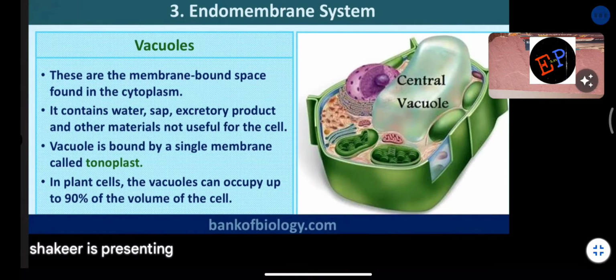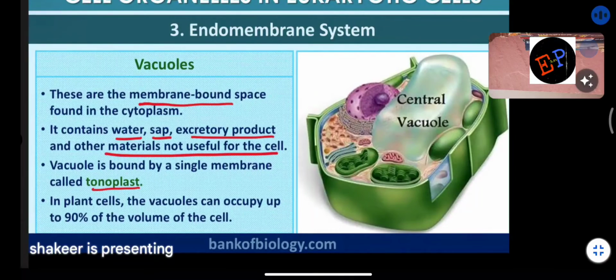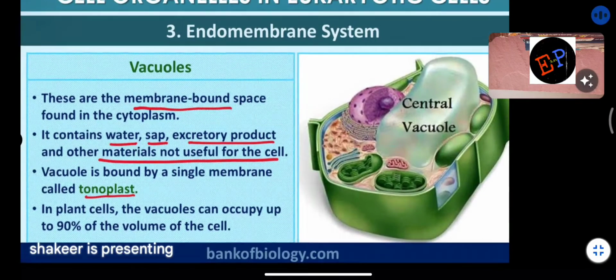They are membrane bound. Every organelle present in a eukaryotic cell is definitely membrane bound. The vacuole is a membrane-bound space found in the cytoplasm. It contains water, sap, excretory products and other materials not useful for the cell. The vacuole is bound by a single membrane called tonoplast. So what is the membrane of the vacuole called? It is called tonoplast.